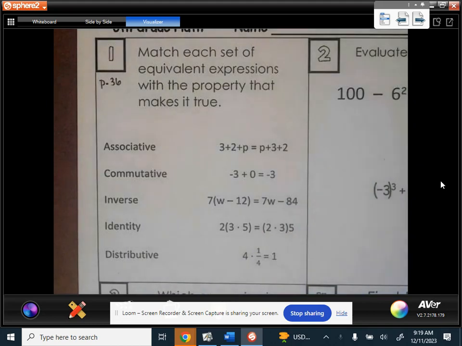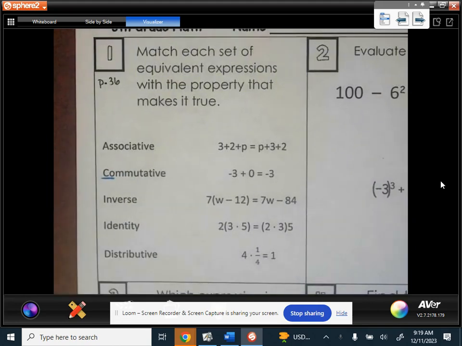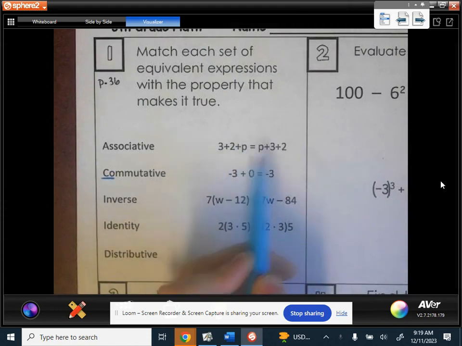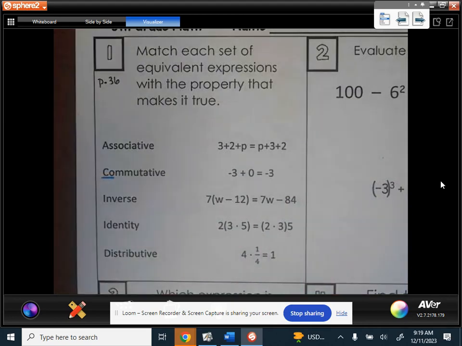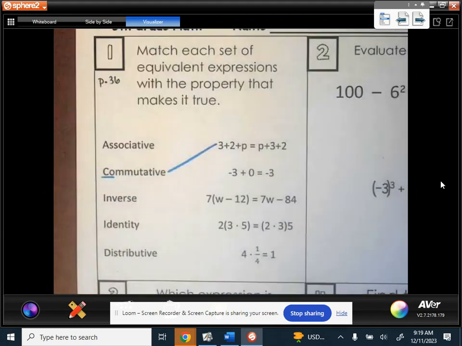So I'm going to start with commutative because that was the first one that we listed in our little chant. We said commutative, change order, commutative, change order. So we're looking for one where the numbers are switching order. So if you look at this first one up here, it's 3 plus 2 plus p, but then it says p plus 3 plus 2. They took the numbers, they're still being all added together, but they've changed the order. So this would be an example of the commutative property.